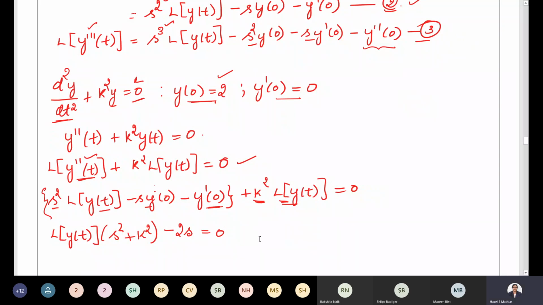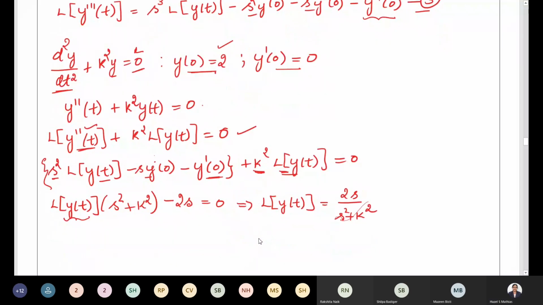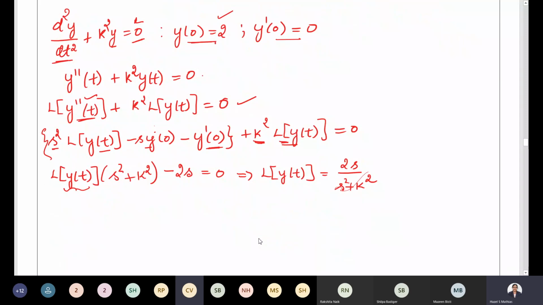Okay, next what shall we do now? From this, what do we get? From this, what is Laplace transform of y of t? It is 2s divided by s square plus k square. Is it clear, everybody? Is it clear? What is Laplace transform of y of t?